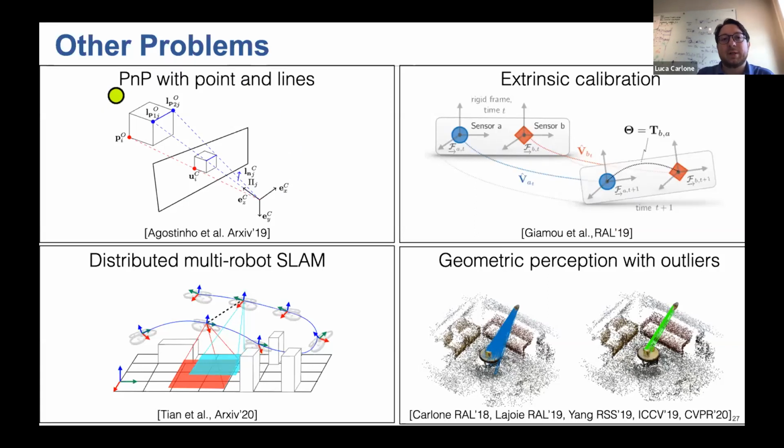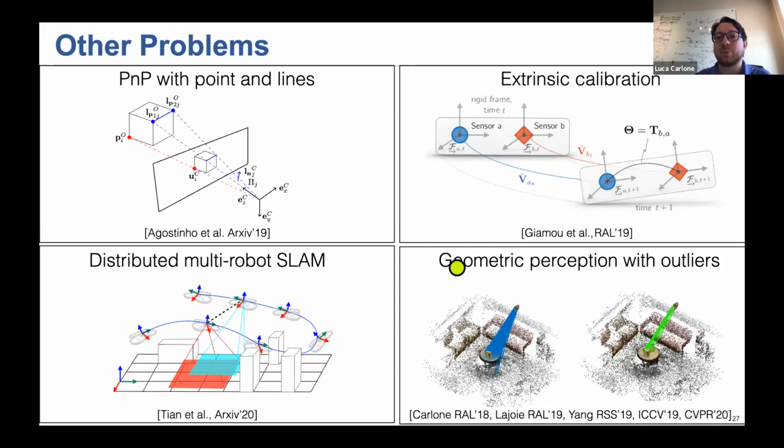One example is object detection in images using lines and points, which is called the PnP with points and lines problem. Again, this is like in arXiv 2019. The group of Jonathan Kelly at the University of Toronto has been showing tight relaxation for extrinsic sensor calibration, which is an important problem in robotics. The group of Jonathan How at MIT has been working on the use of these convex relaxations for SLAM, for distributed multi-robot SLAM. And more recently, there is an increasing emphasis on geometric perception with outliers.